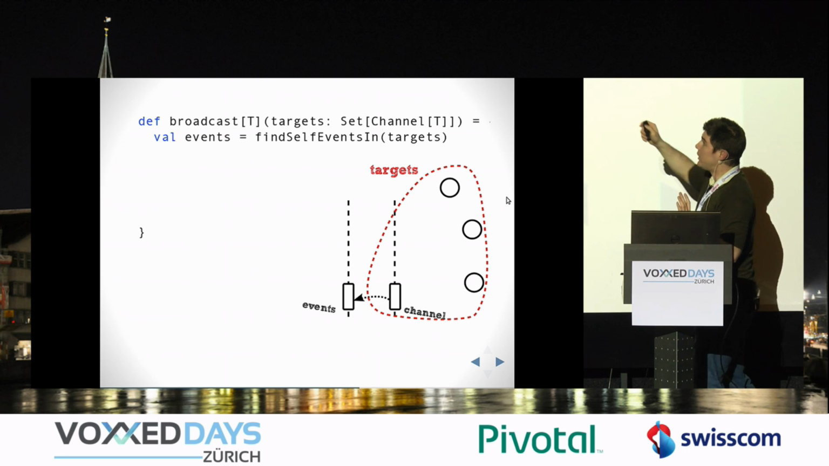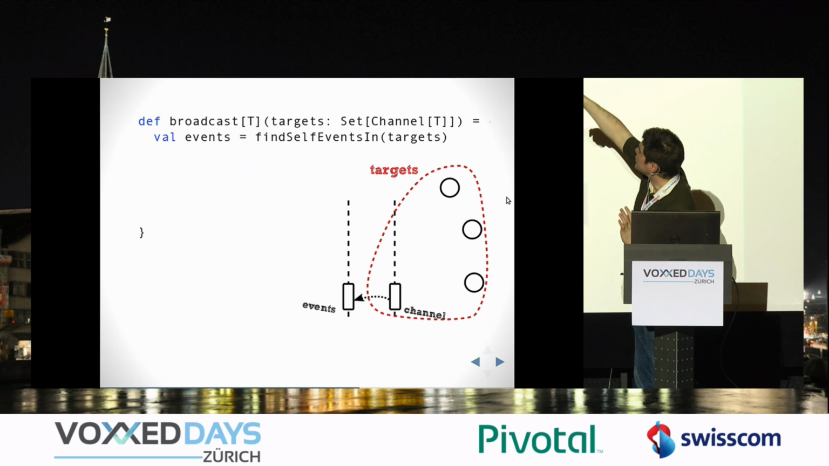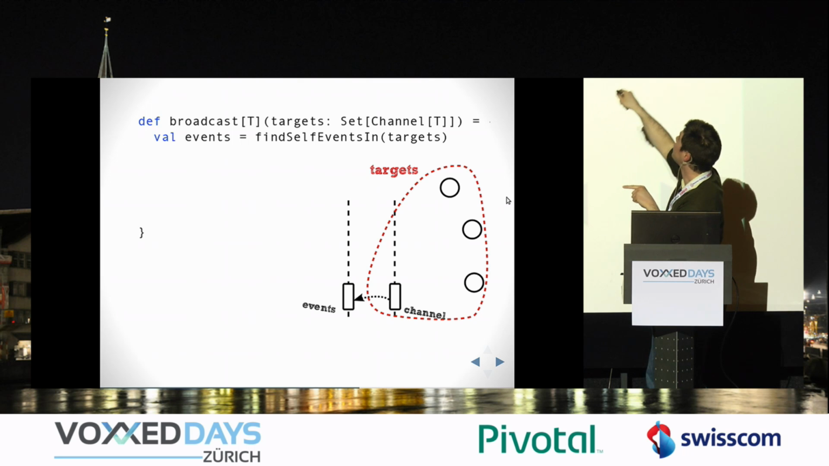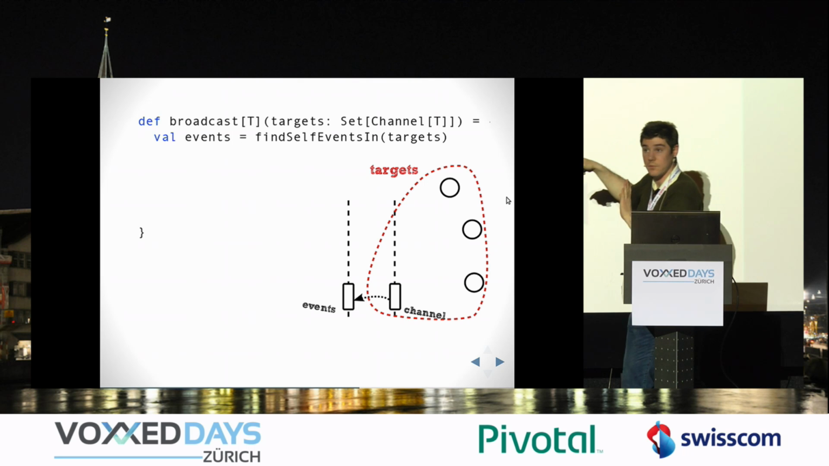What I now need to construct is some sort of a channel here, such that its events don't go to a single target, but go to all of them. So how would I do that?